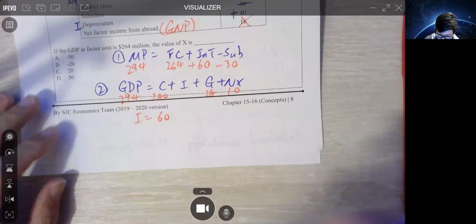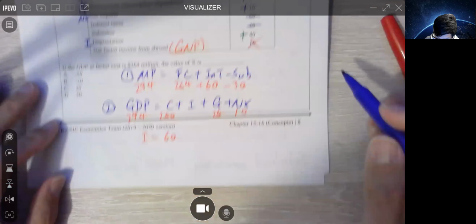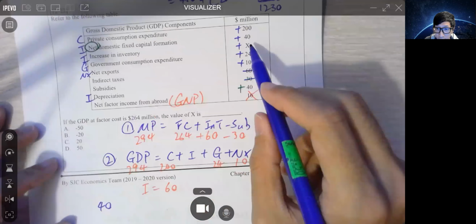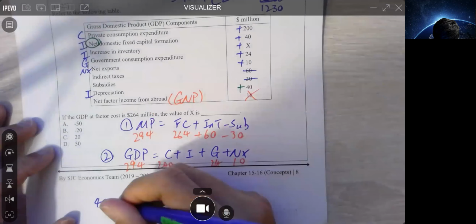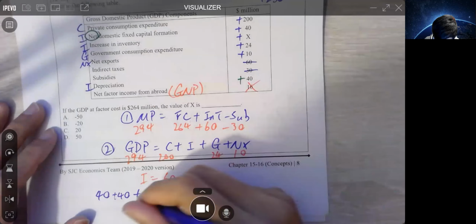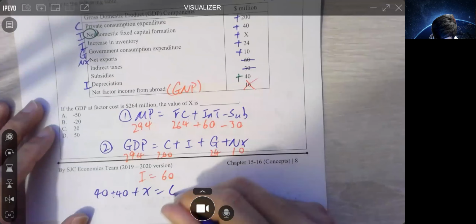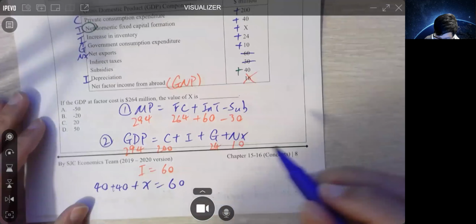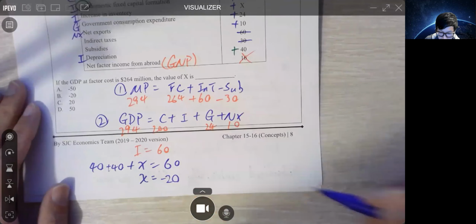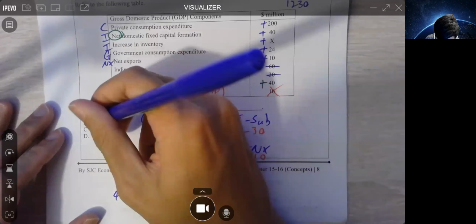Now, let's break down this 60, okay? I can further be broken down into 40 here, right? Plus depreciation, plus x, equals 60. Okay, and I think that should give us the answer x equals minus 20, which would be B.